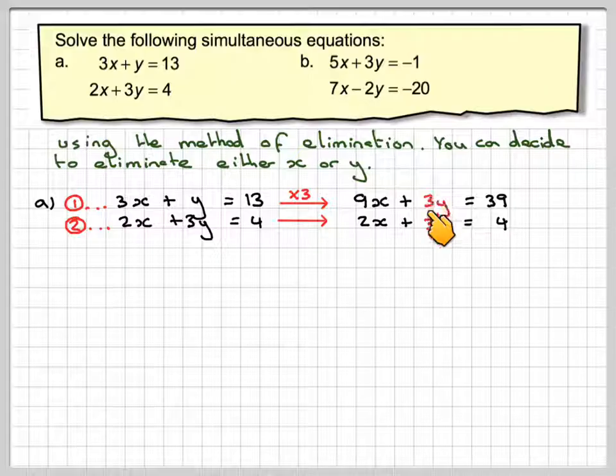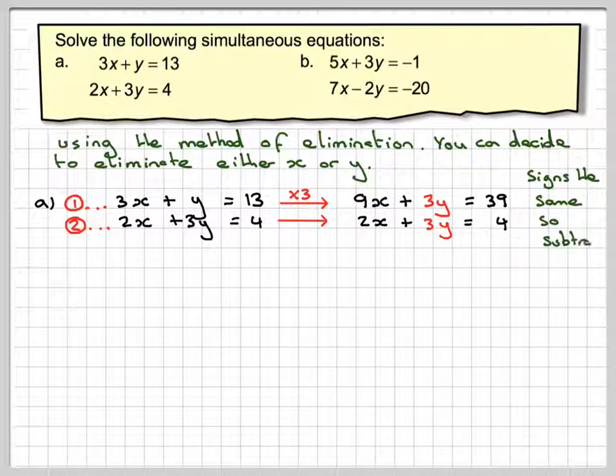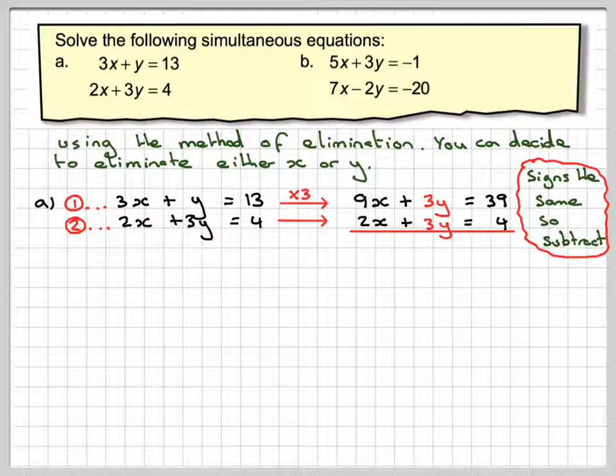But we notice now that the 3y's are the same. Now, the signs in front are both positive. So if they are both positive or both negative, i.e. the same, then you need to subtract. So draw a line underneath here, and then you do 9x minus 2x, which gives you 7x.